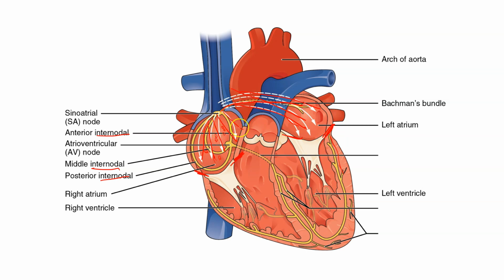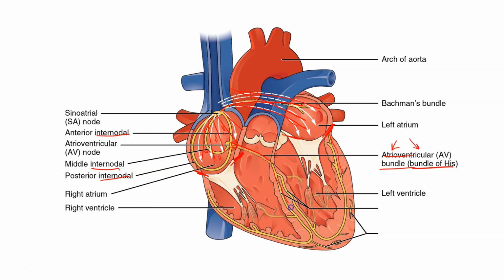Okay, once the depolarization has swept throughout the atria, then from the AV node it goes down this little bundle here, which is called the bundle of His, or the atrioventricular bundle, because it's taking it from the atria and bringing that signal to the ventricles.